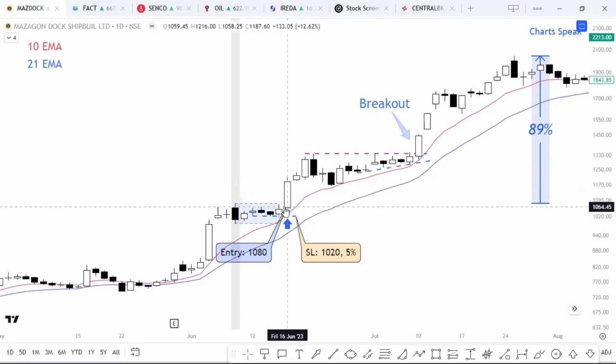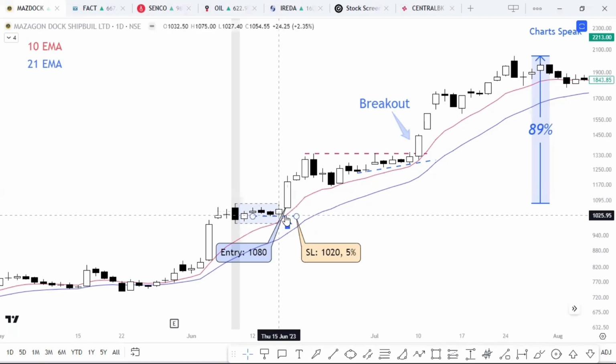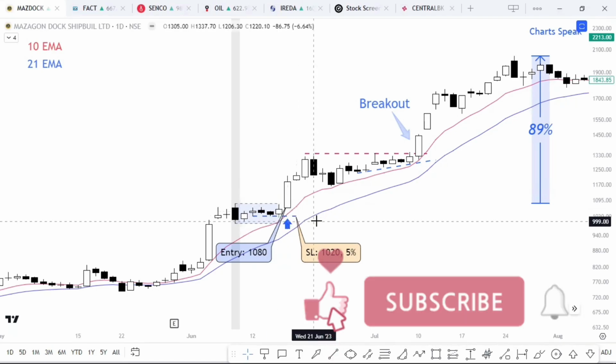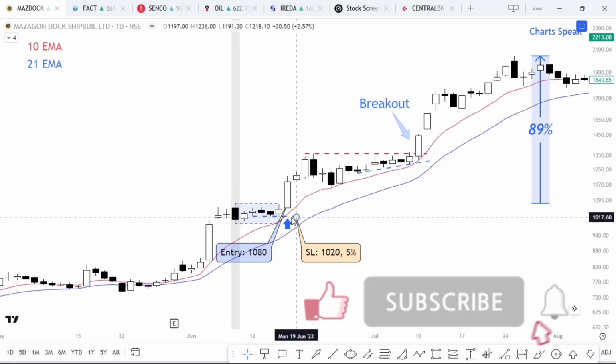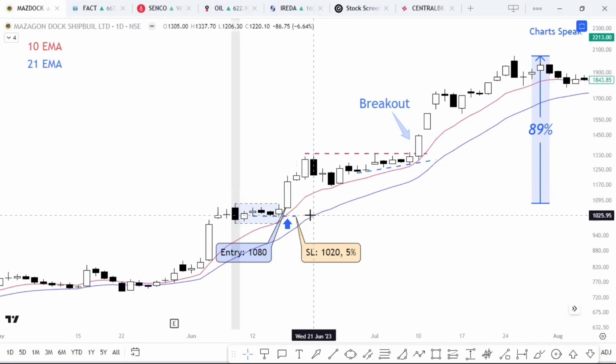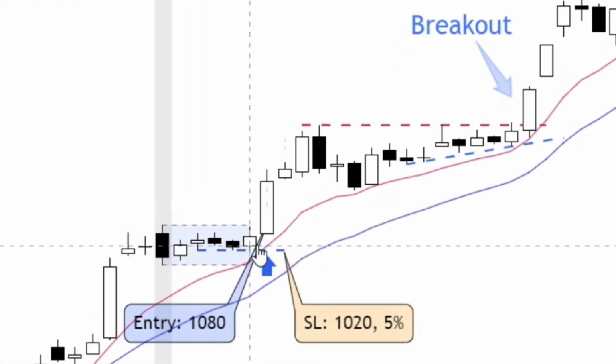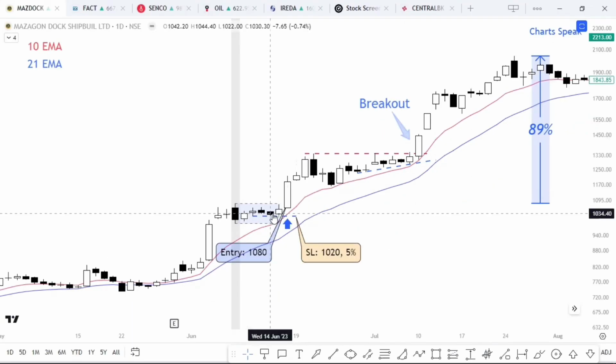The entry can be near the high of the master candle, which is 1080, and the stop loss can be placed near the low of the master candle, which is 989, which is around 8%. If someone wants to keep a tight stop loss, then 1020 can be chosen as the stop loss, which is the low of the last 4 candles, and that is around 5% stop loss.